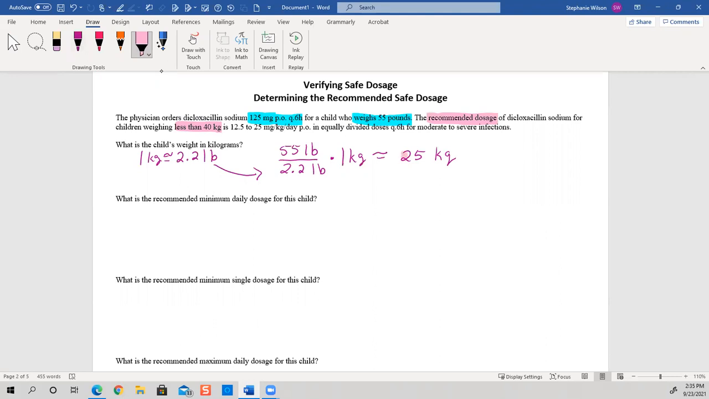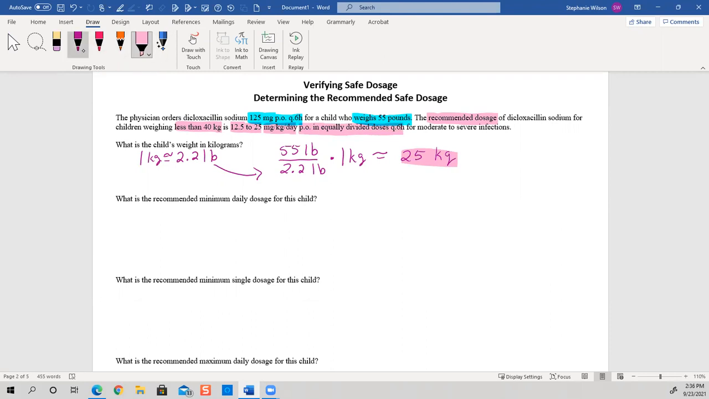I'm just going to highlight this because this is my answer. Sometimes you'll have to round, so go back and read what the rounding rules are. So now let's go further. I see 12.5 to 25 milligrams per kilogram per day by mouth in equally divided doses every 6 hours. All right, so we've got a lot going on here.